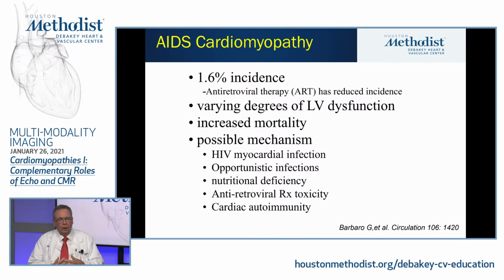And the possible etiologic mechanisms right now, other than HIV infection per se, which is less these days, we still have to deal with opportunistic infections, nutritional deficiencies, but importantly, toxicity from the antiretroviral therapy and cardiac autoimmunity. Those last two are becoming a little bit more common nowadays that we're keeping patients more free from the severe expression of HIV.